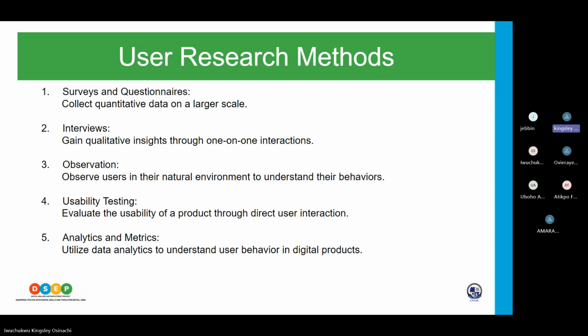Next one we have is observation. Observe users in their natural environment to understand their behaviors. Fourth one is usability testing. Evaluate the usability of a product through direct user interaction. Analytics and metrics: utilize data analytics to understand users' behavior in digital products. So these are different user research methods that are available.